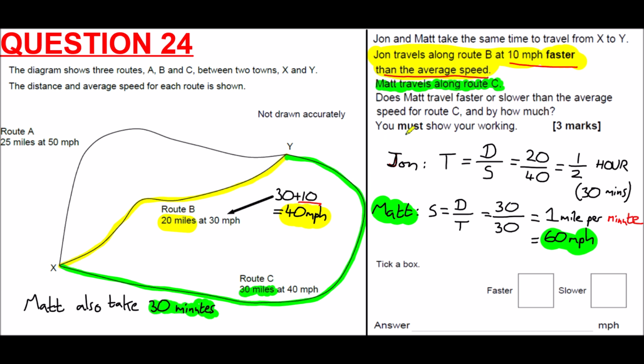So just going back and reading the initial question, does he travel faster or slower than the average speed for route C? Well, the average speed for route C, we're told, because average speed is shown, is 40 miles per hour. So he's going faster, because 60 miles an hour is definitely faster than 40 miles per hour. So he's travelling faster, and by how much? Well, from 40 to 60 is an increase of 20 miles per hour. If he's travelling at 60 miles per hour, that's 20 miles per hour faster than 40. 60 minus 40 is 20. And so he's going faster, tick that box, by 20 miles per hour.